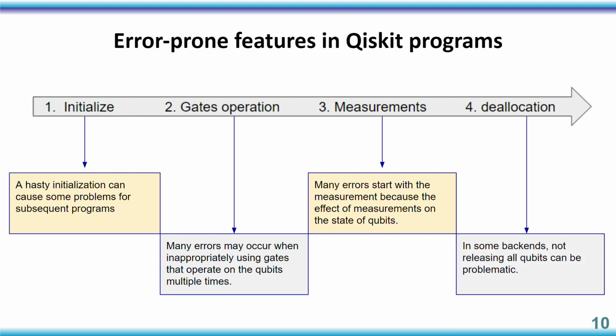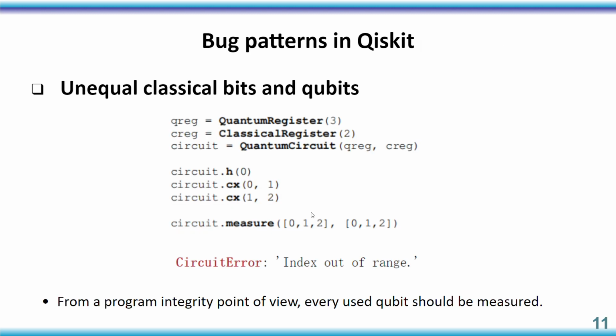Finally, not handling all the qubits in the entangled state can cause problems or output unsatisfactory values. Now let's see some samples of bug patterns in Qiskit.